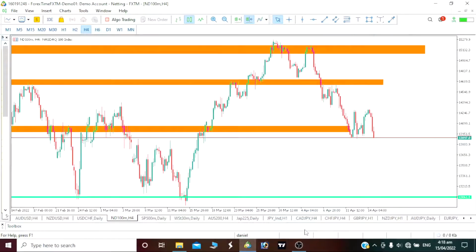Also, let's quickly do a quick analysis on our stock markets. So our first one we will be going to is our Nasdaq 100.